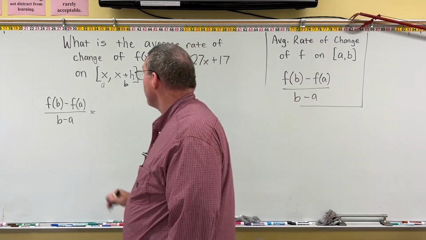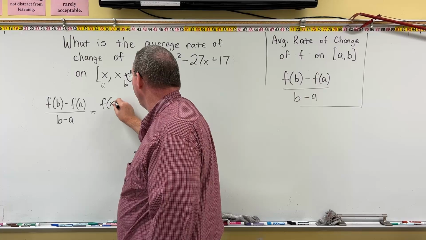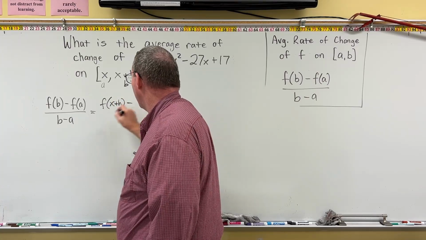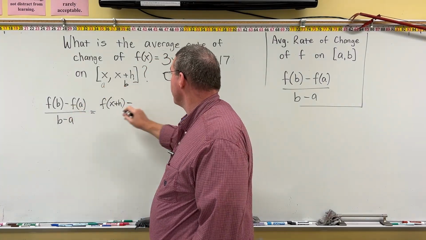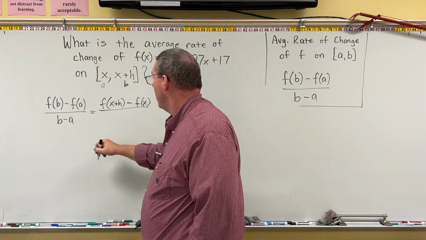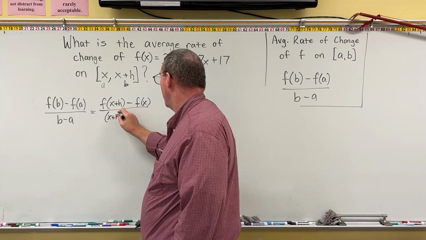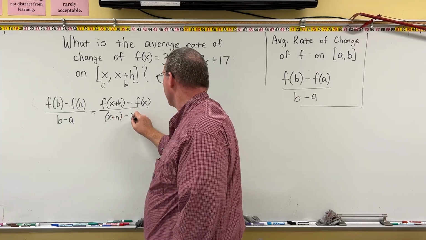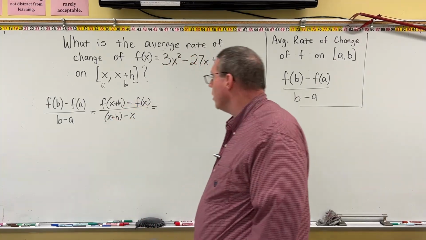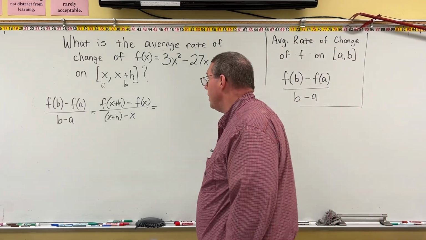Okay. So what is f of b going to be? F of b, well, b is x plus h. So we're going to do f of x plus h minus f of a is just x. So minus f of x all over b, which is x plus h, minus a is x. Doesn't look just like what we did in the last example? And so now we're going to do exactly what we did in the last example.